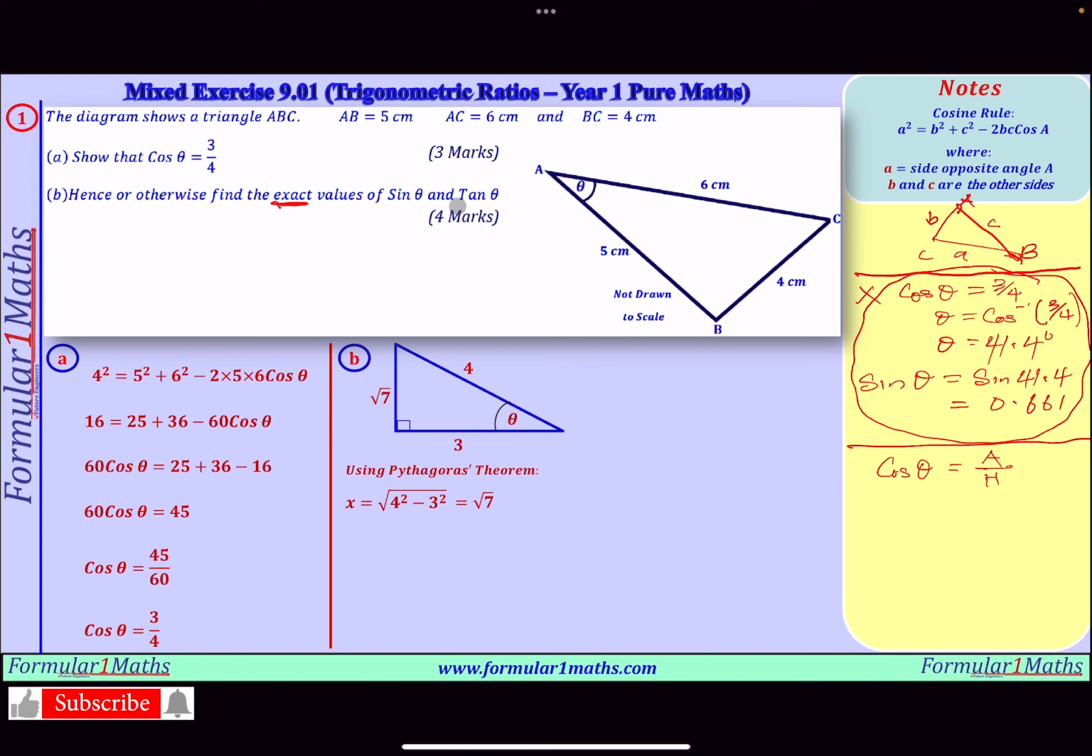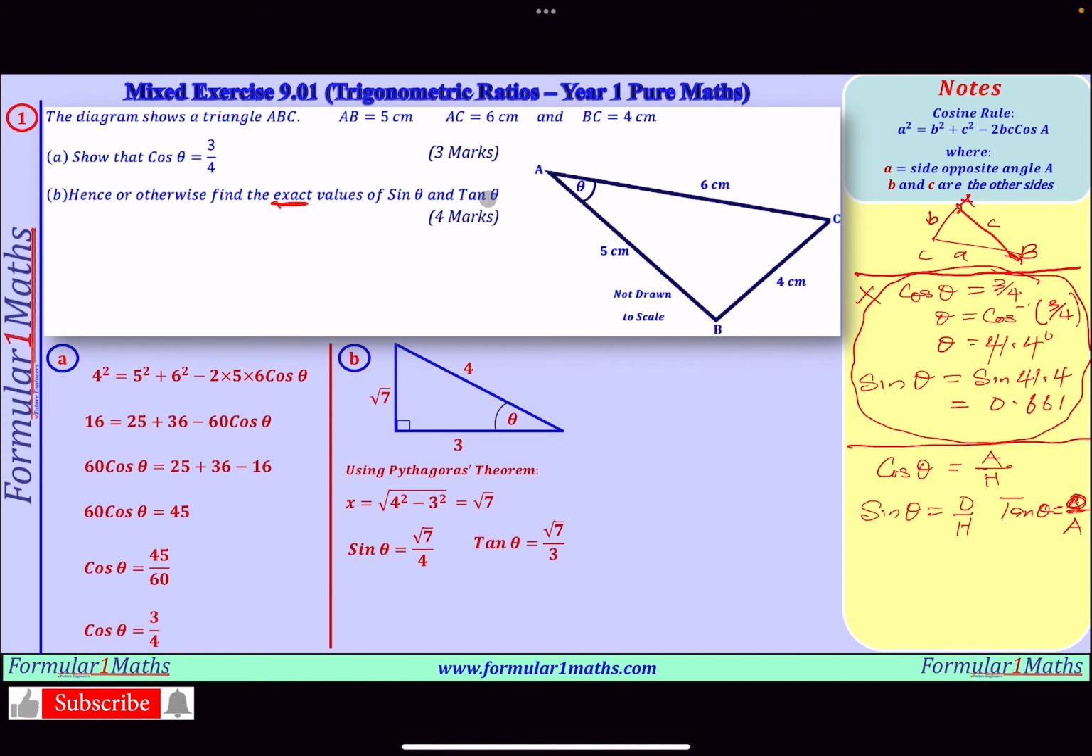Sine theta is defined as opposite over hypotenuse, and tan theta as opposite over adjacent. And so sine theta will be equal to root 7 over 4. And then tan theta will be root 7 over 3. And that's how to find the exact values of sine theta and tan theta.